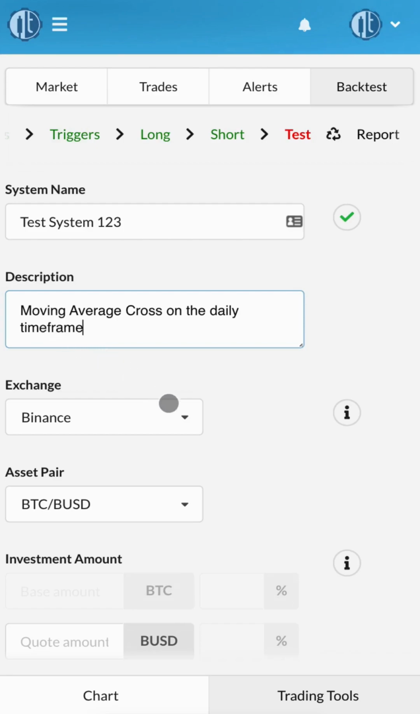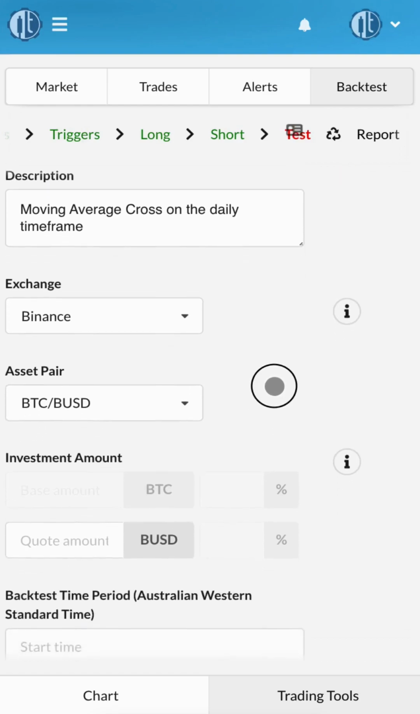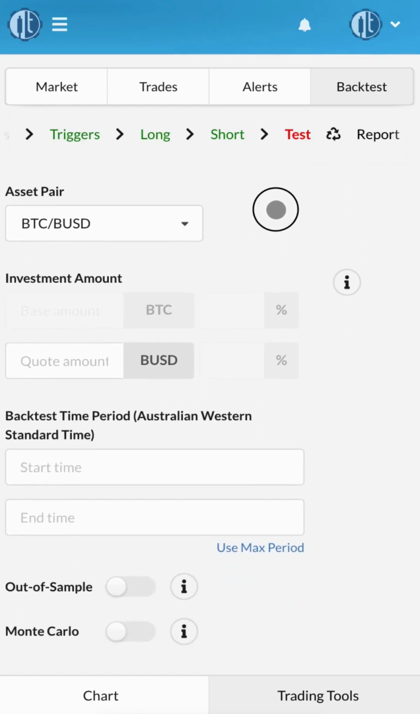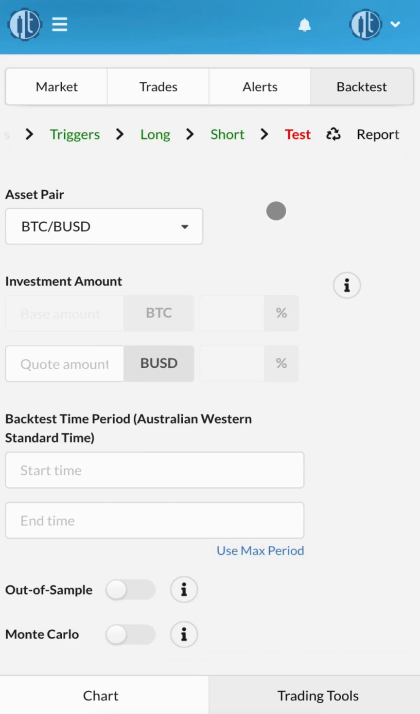Choose which exchange you'd like to receive the backtest data from, here, and which asset pair you'd like to run the test on, here. If you've made adjustments to your system, it's best to use the same exchange and asset, as well as the same testing period.